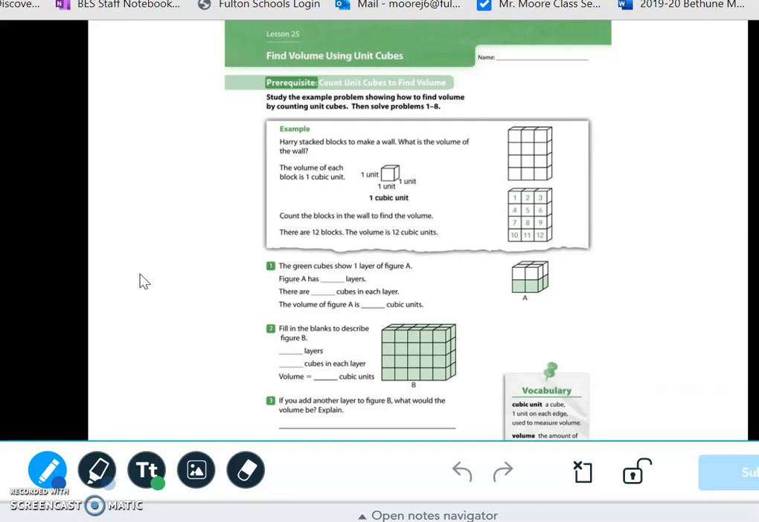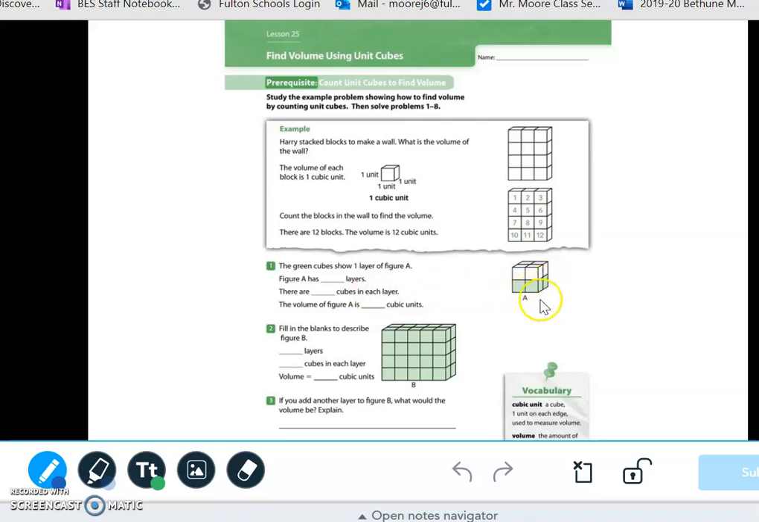Question 1 says the green cube shows one layer of figure A. So this is our green cube, our green space here. It says figure A has blank layers. How many layers do we have here? We see we have 1, 2 layers here. It says there are blank cubes in each layer. How many cubes in each?